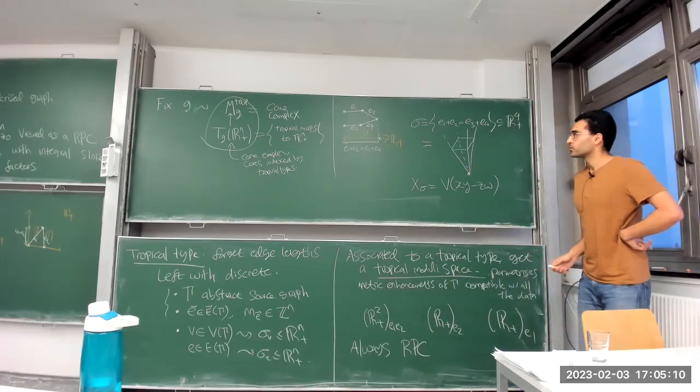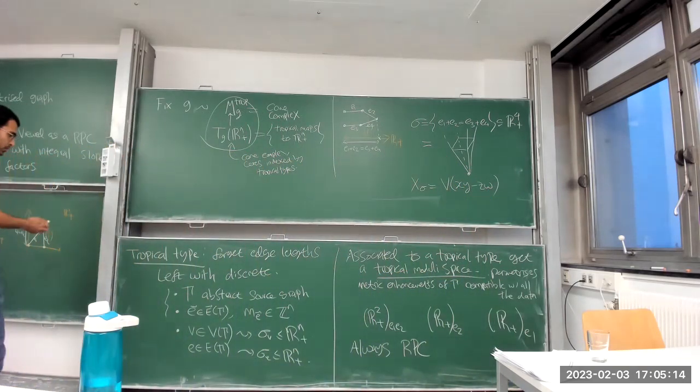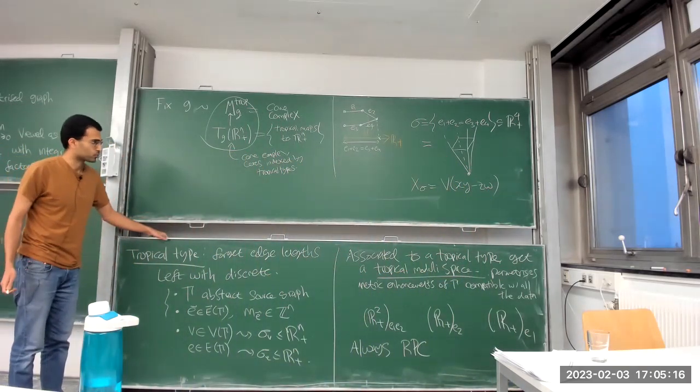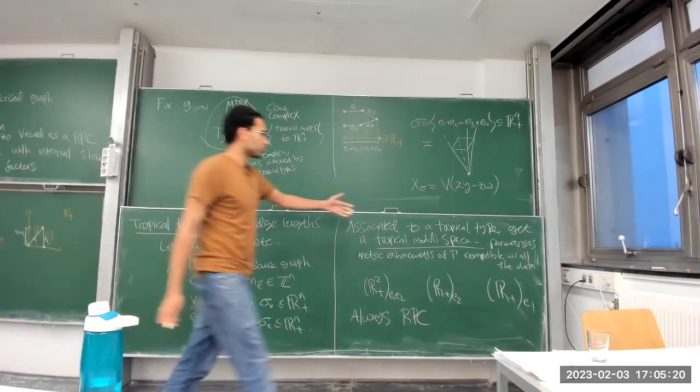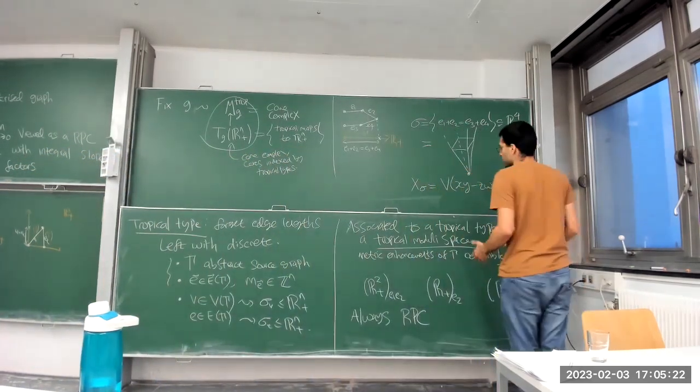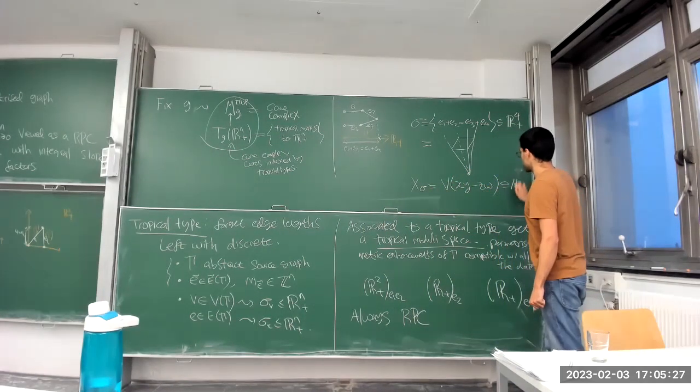Okay. So this is all just a way of saying that we start with one of these tropical types, which is this discrete amount of data, and we produce some tropical moduli space, which is a rational polyhedral cone, and that determines an affine toric variety. And that affine toric variety may be singular.